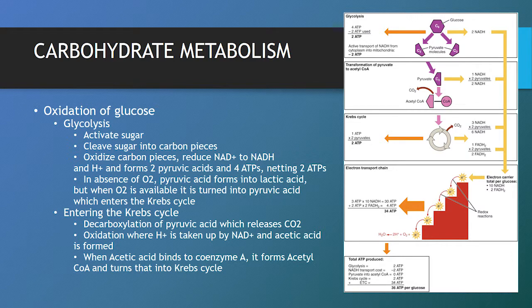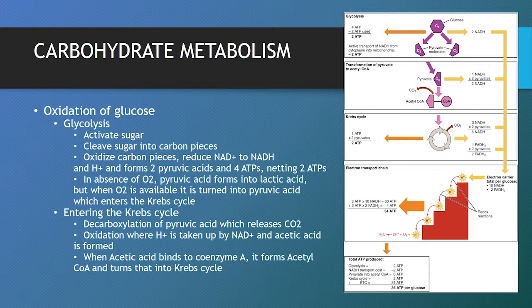There are different steps and processes, starting with glycolysis, which activates the sugars and then cuts them up into carbon pieces. Then it oxidizes the carbon pieces and reduces the NAD ion to NADH and a hydrogen ion, and forms 2 pyruvic acids, 4 ATPs, and finally nets 2 ATPs. In the absence of oxygen, pyruvic acid forms into lactic acid, but when O2 is available, pyruvic acid enters the Krebs cycle.